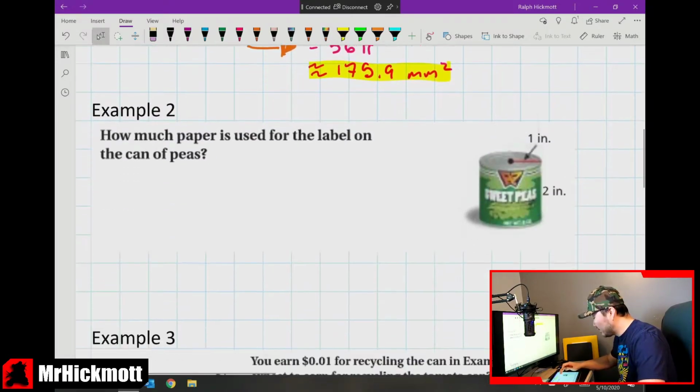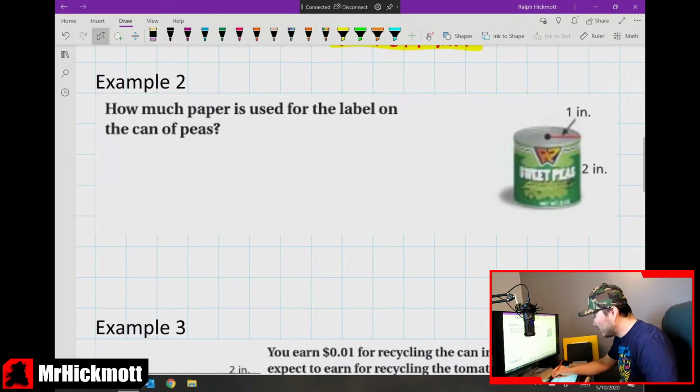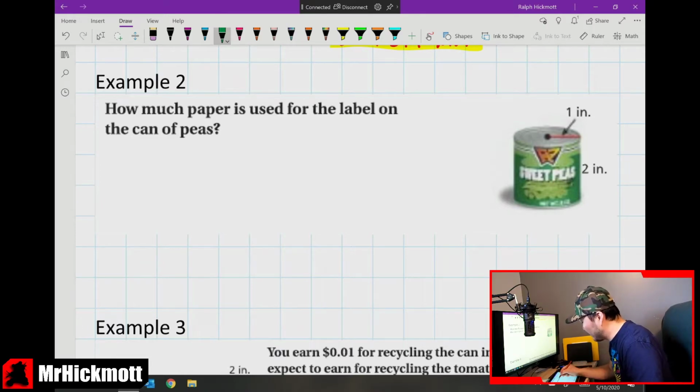All right. Let's go ahead and scroll. So example 2 is really no different from example 1, but it's just reading the question carefully to pick apart what you're actually solving for. So let's look at this. It says, how much paper is used for the label on the can of peas? And that's the key thing. We just want the label.